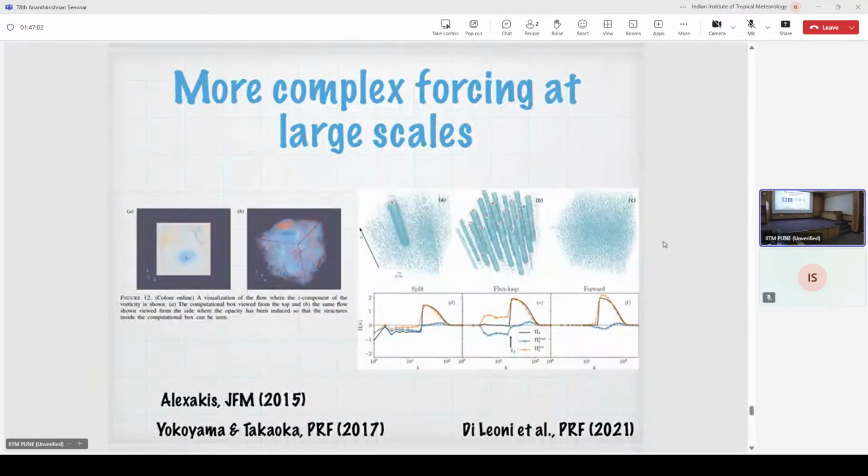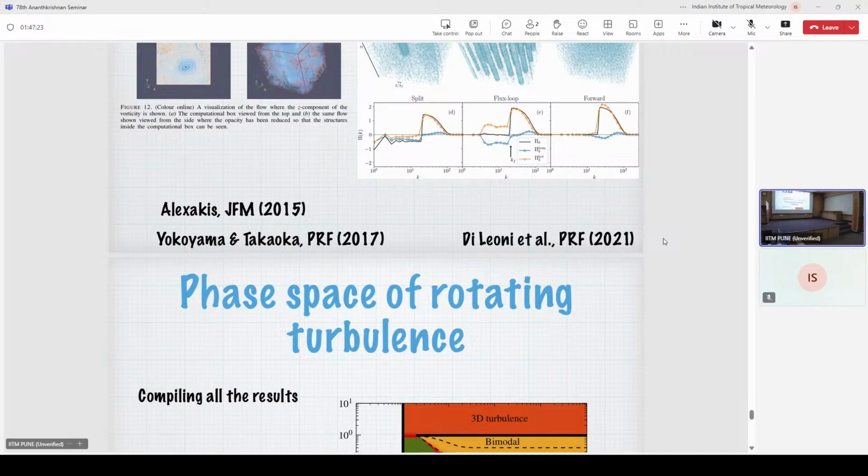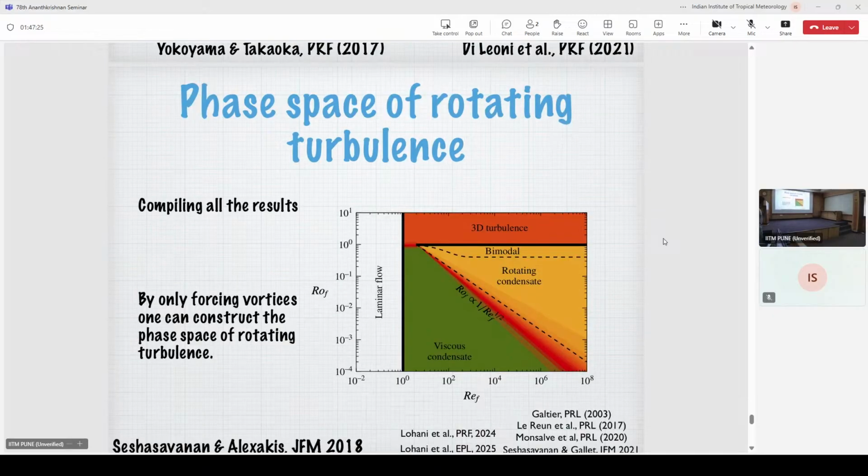So if you have a system which has both vortex and wave forcing, these are some more recent results where they actually found that you can have not just columnar vortices, you can also have more complex structures such as vortex crystals or single isolated vortices or 3D turbulence. So you have a zoo of flows existing for the same parameter regime, right? So these are more complex systems to look at, right?